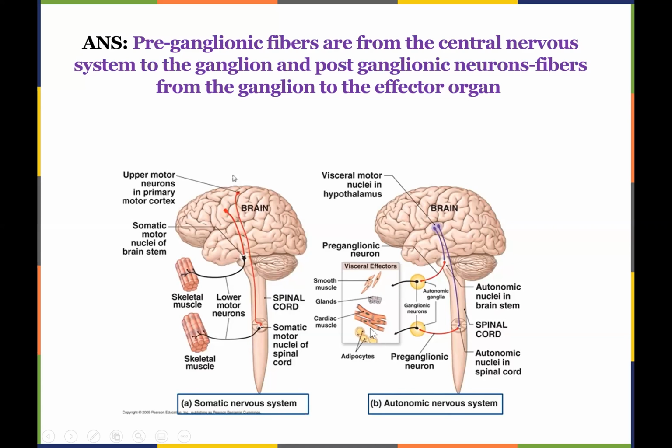When we say effector organ, that means the organ which is going to change in response to the synapse. So this slide is showing the difference between the somatic nervous system you studied last semester and the autonomic nervous system that you're going to study now.